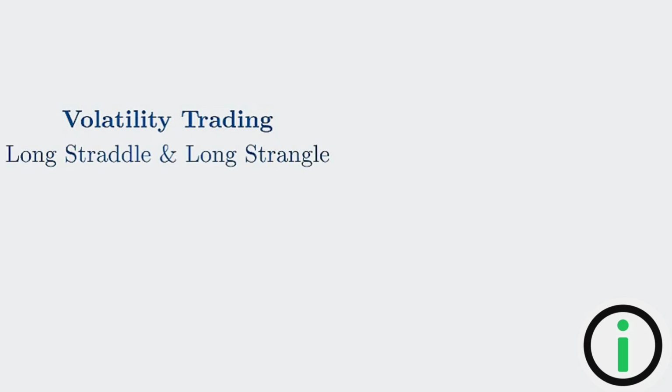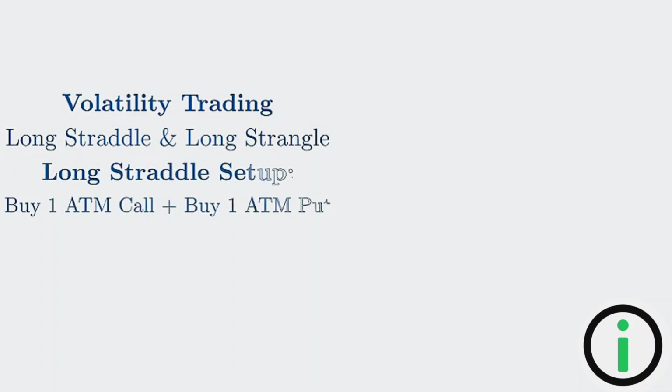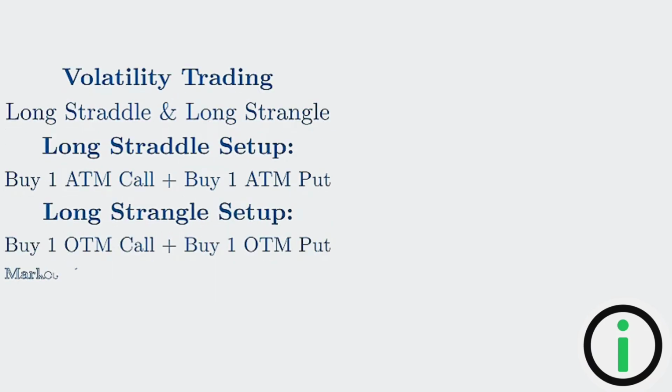Now we move into the world of pure volatility trading with the long straddle and the long strangle. These strategies are unique because you don't care which way the market moves. You just need it to move a lot. The setup for a straddle is buying both a call and a put at the same strike price, usually right where the market is currently trading. For a strangle, you buy a call at a higher strike and a put at a lower strike. This makes the strangle cheaper to enter, but the market has to move even further for you to profit.